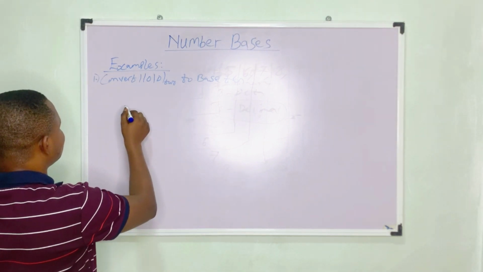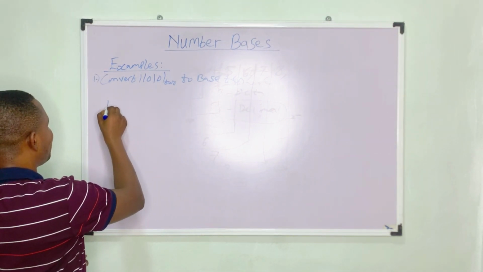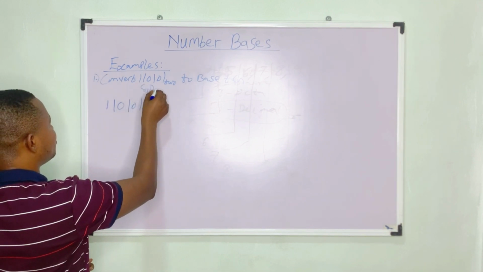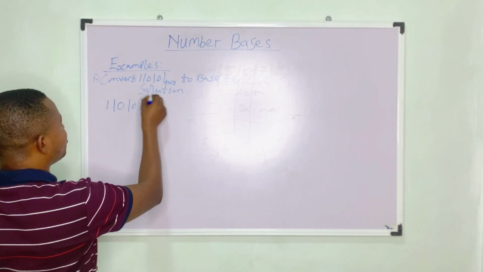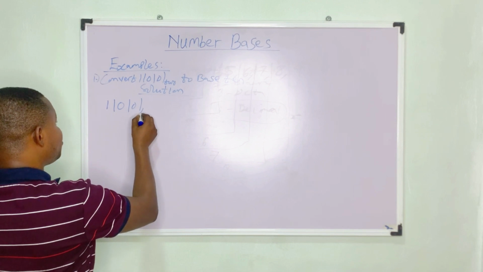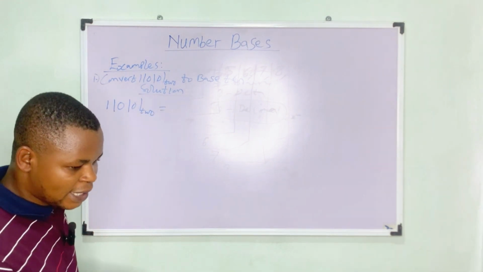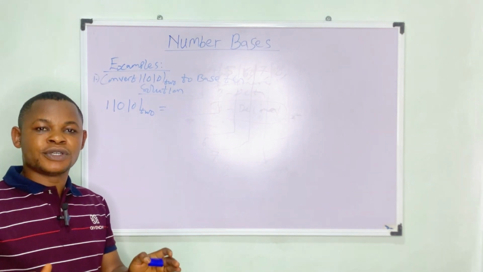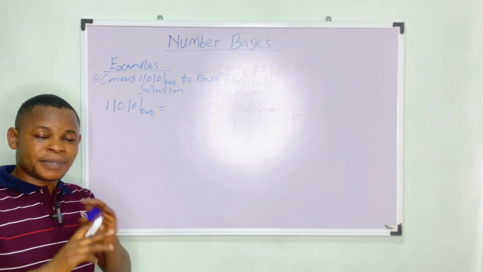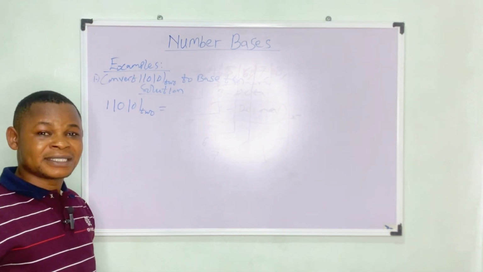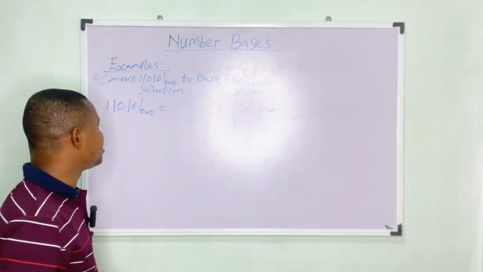Now, let's look at this. We have 110101, which is a number in base 2. Like I promised, I am going to teach you in the simplest form how to solve mathematics problems, from basic mathematics to advanced mathematics.